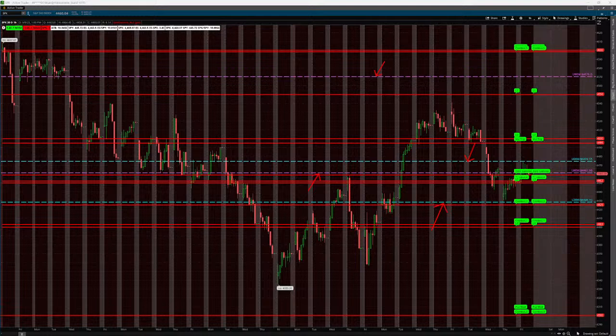Let me point out the SpotGamma levels. These are proprietary SpotGamma levels, gamma weighted open interest. I'm going to go over the key daily levels. These are available to SpotGamma subscribers. The first is the put wall at 4,300. That's the strike with the largest net negative gamma that can be expected to act as support.